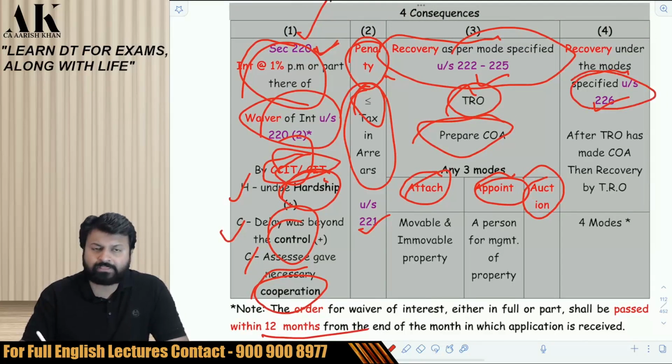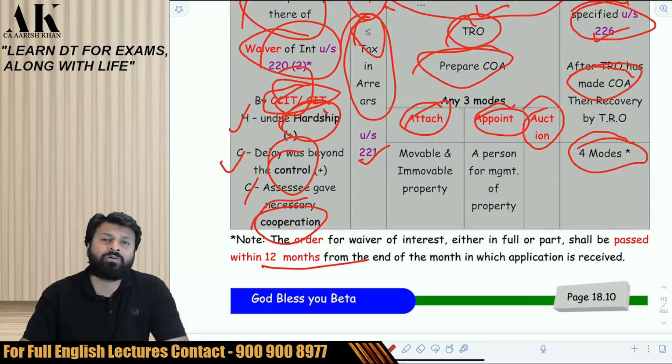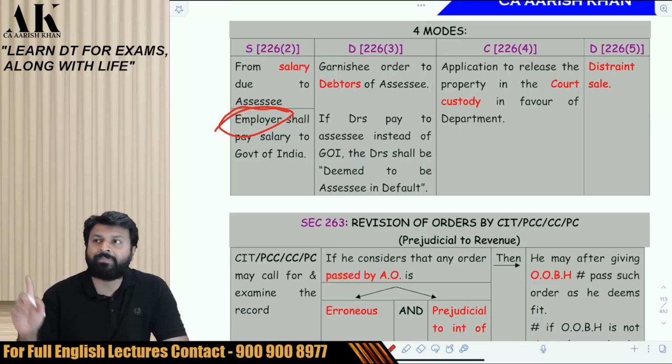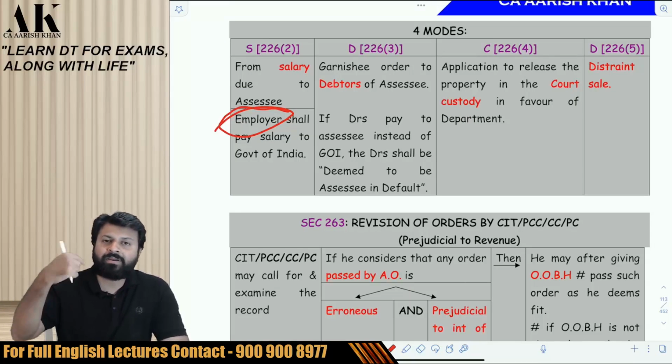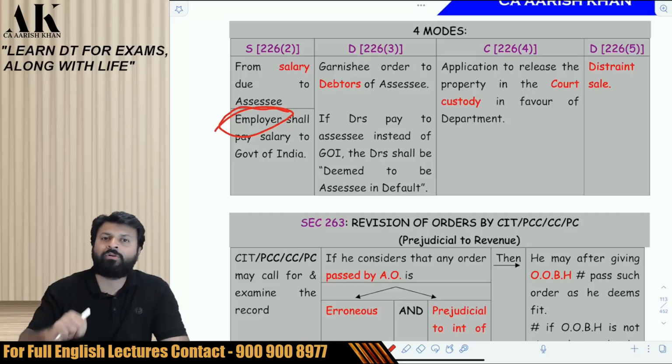Then again in 226, there are some harsh measures which can be taken by the tax recovery officer. Again, he will prepare what? Certificate of action, and there are 4 more modes to recover the tax. First, he will give a notice to your employer. Suppose you are working somewhere as an employee, he will give a notice to your employer and will say that pay the salary to the government of India from next month and not to the assessee. So suppose I am a tax defaulter, a notice can go to my employer, and my employer will have to pay the salary to the government of India rather than to me.